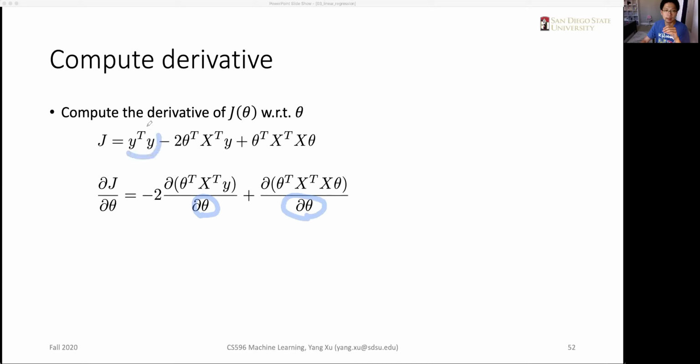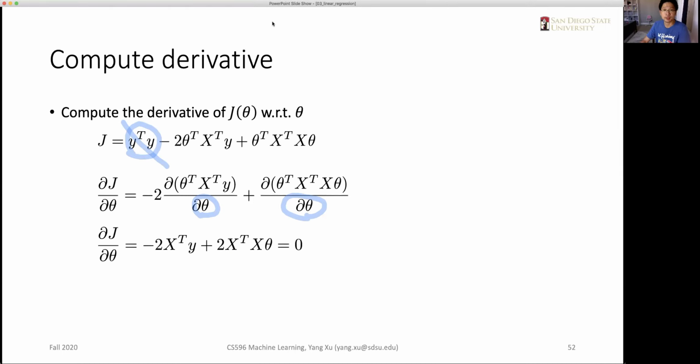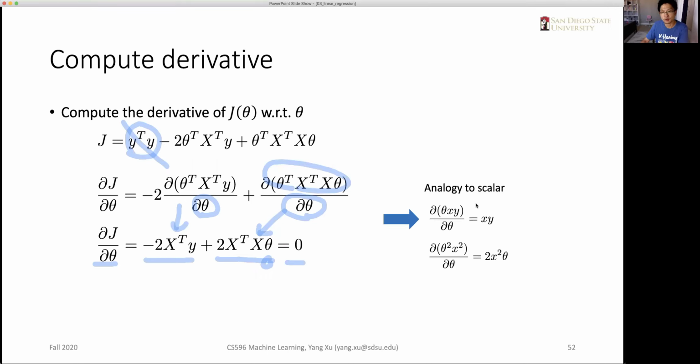Because y transpose times y is a constant with respect to theta, this term is gone. Here we need to compute the two partial derivatives, and what's left is the constant coefficient 2 times x transpose times y in this term, and 2 times x transpose times x times theta. So this is a higher order term of theta. It's like the quadratic term in the single variable case. Okay, so we set the derivative to 0 in order to solve it. As I mentioned, this is quite analogous to the scalar, single variable case.